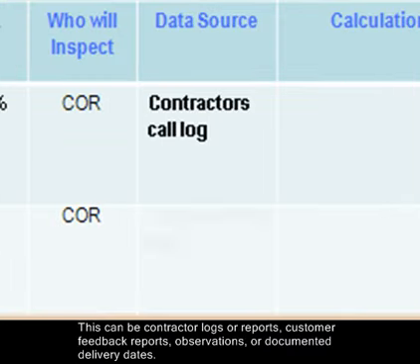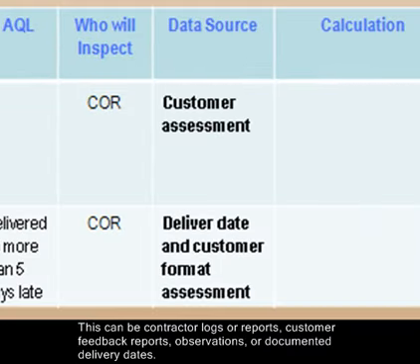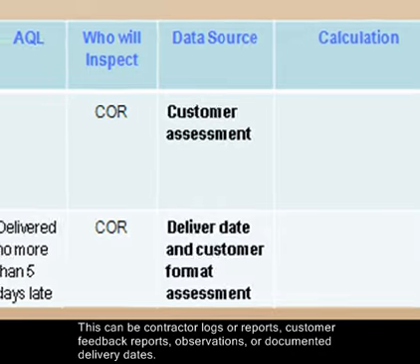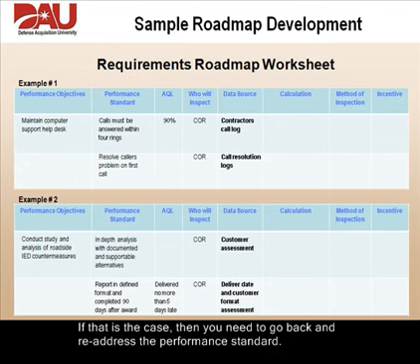This can be contractor logs or reports, customer feedback reports, observations, or documented delivery dates. As you develop your inspection column, what happens if you don't have the time, resources, or technology to inspect? If that is the case, then you need to go back and readdress the performance standard.